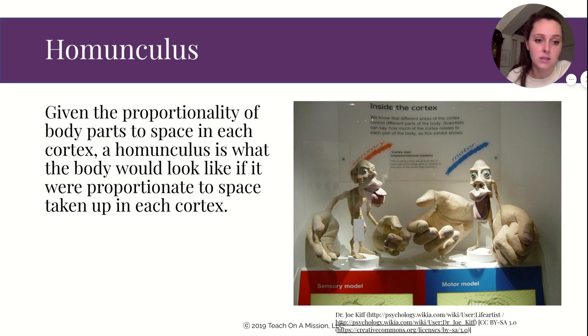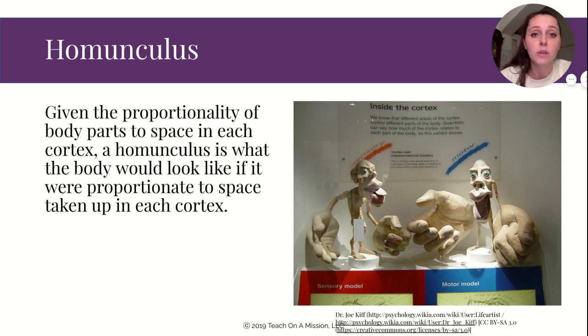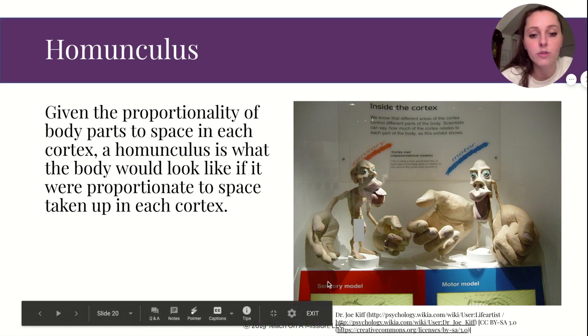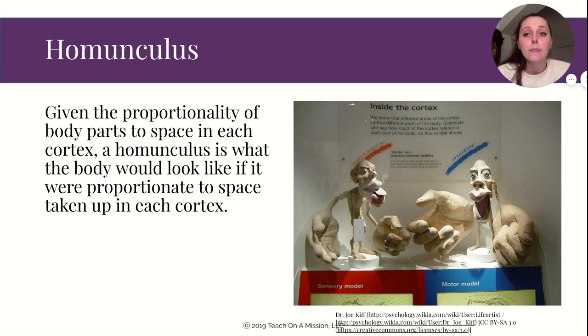So we see the lips. The lips are very large too because your lips have to perform precise movements to create words. You'll see that the legs are really tiny and skinny because a lot of times we're not making really precise movements with our legs. So you see the same thing off to the left for the sensory model. It's the same concept here. So the more sensitive a part of your body is, the more room it has on that sensory cortex.